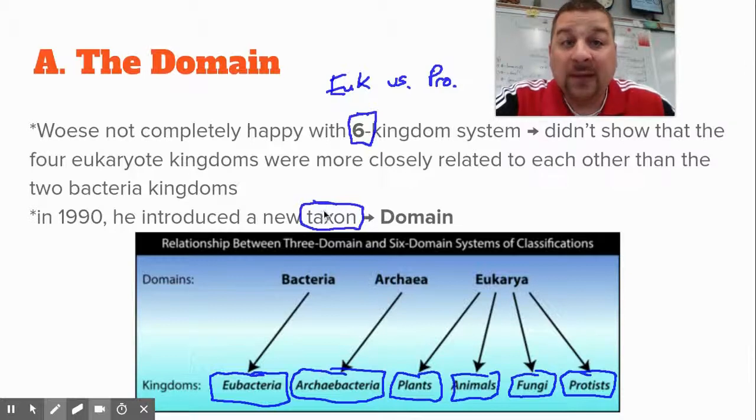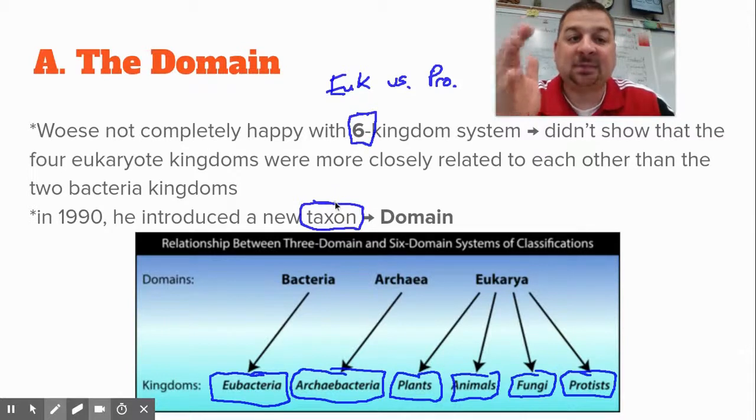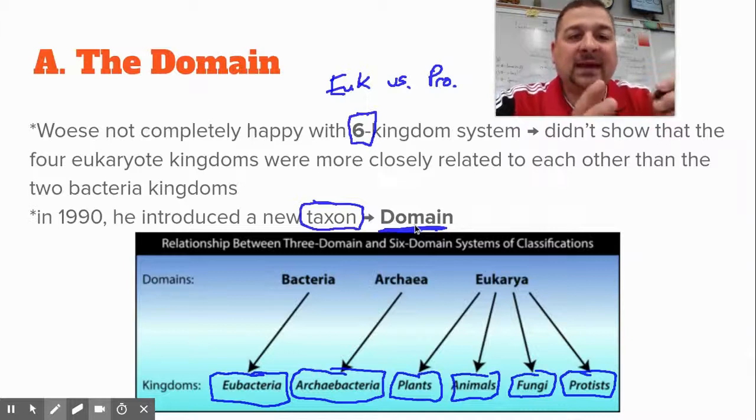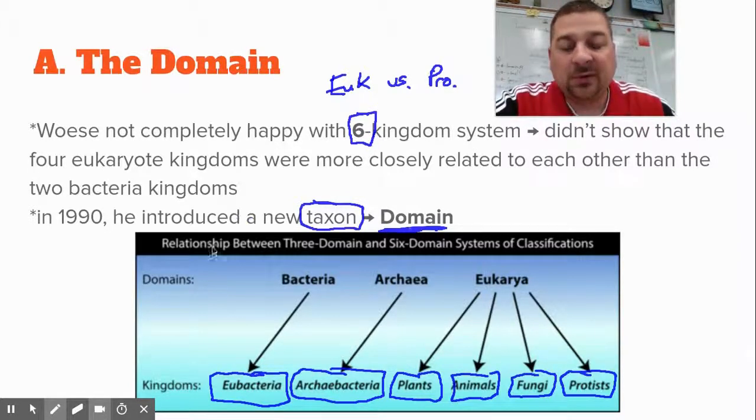So King Philip came over for good spaghetti. Kingdom is the highest, biggest taxon. He said, let's add one above that called domain. He said we need to show how these different kingdoms are related to each other, eukaryote versus prokaryote. So he proposed three domains, and we now use these today.